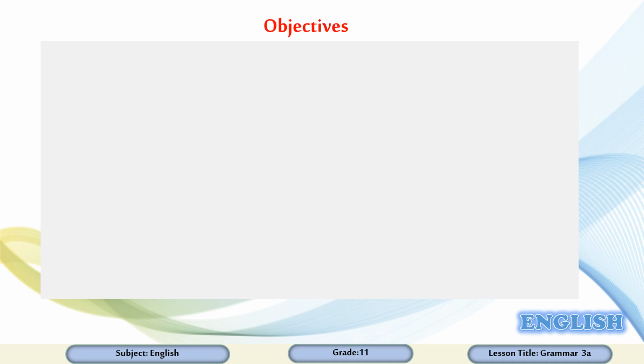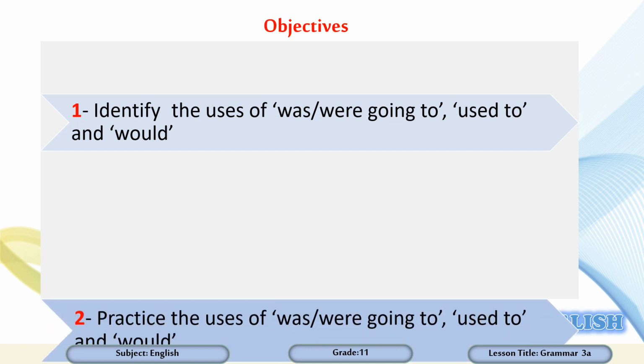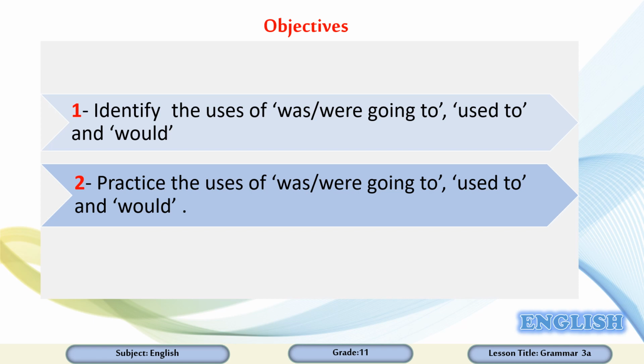Let's start with the objectives of the lesson. Number 1, identify the uses of was or were going to, used to, and would. Number 2, practice the uses of was or were going to, used to, and would.